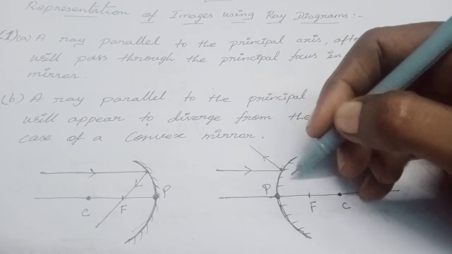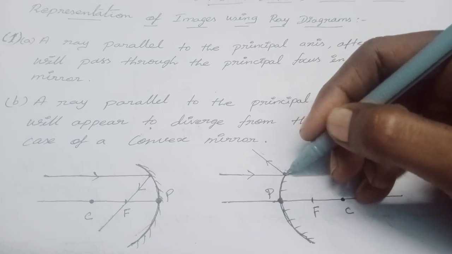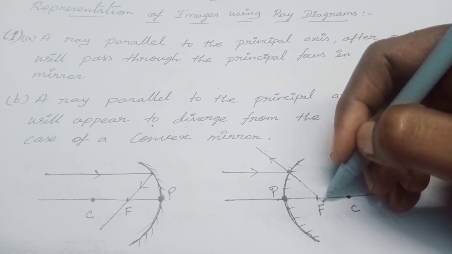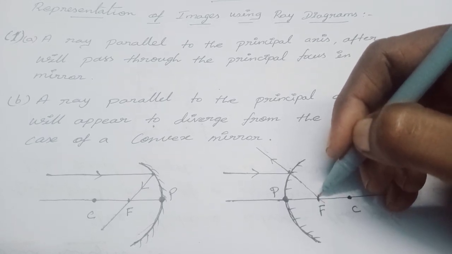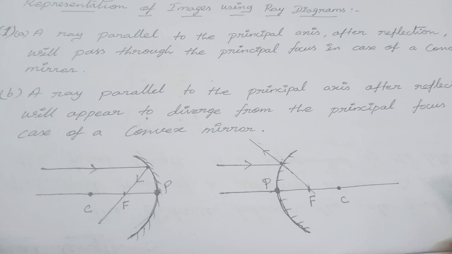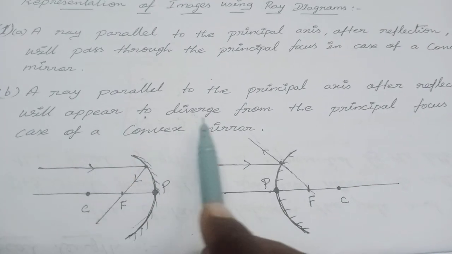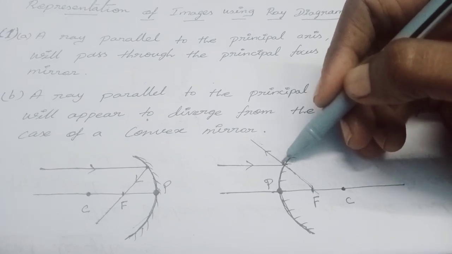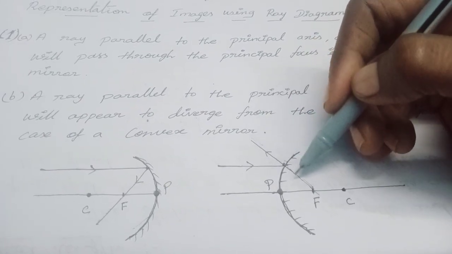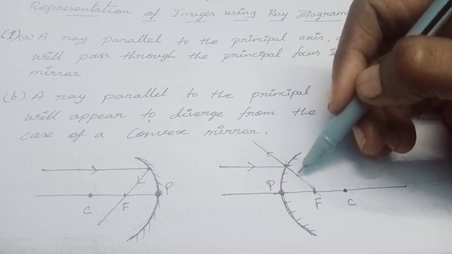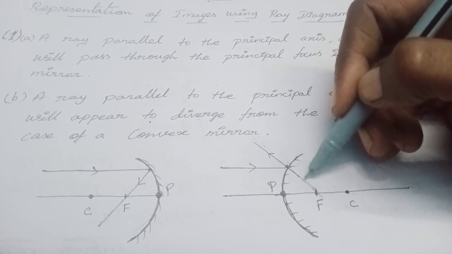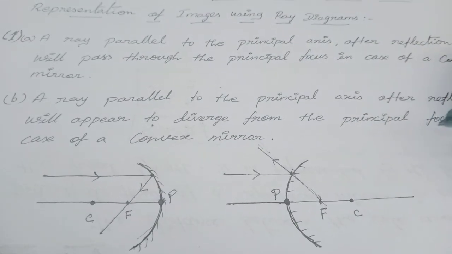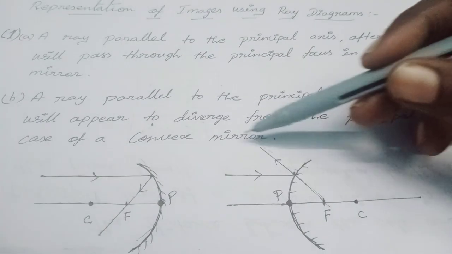So to represent that in the diagram, you have to extend this reflected ray, so that this extended reflected ray will meet the principal focus. That's why the statement is given like this: it will appear to diverge from the principal focus. So it seems to be reflected from the principal focus. Actually it is not emerging from the focus, but it will appear to diverge from the principal focus in case of the convex mirror.